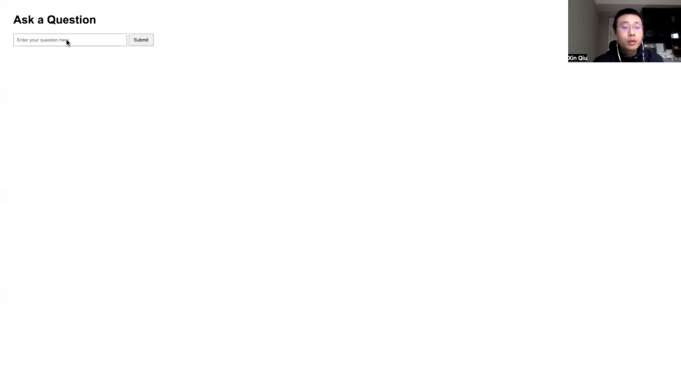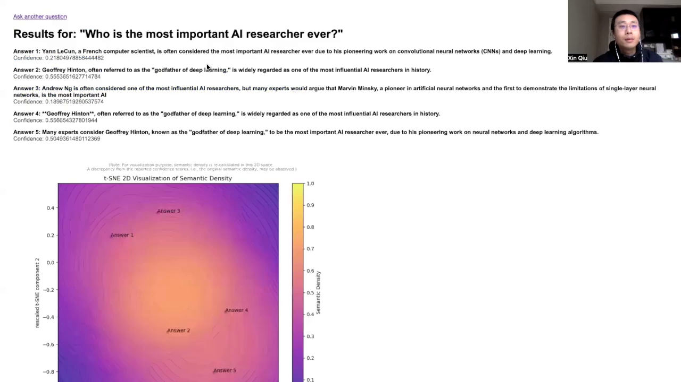So let's try one question here. Let's ask, who is the most important AI researcher ever? So after typing your question, you can click submit. Then this request will be sent to the backend language model, and the large language model will calculate the responses. And our semantic density will also calculate the confidence scores for each response. Yeah, the answers are written here.